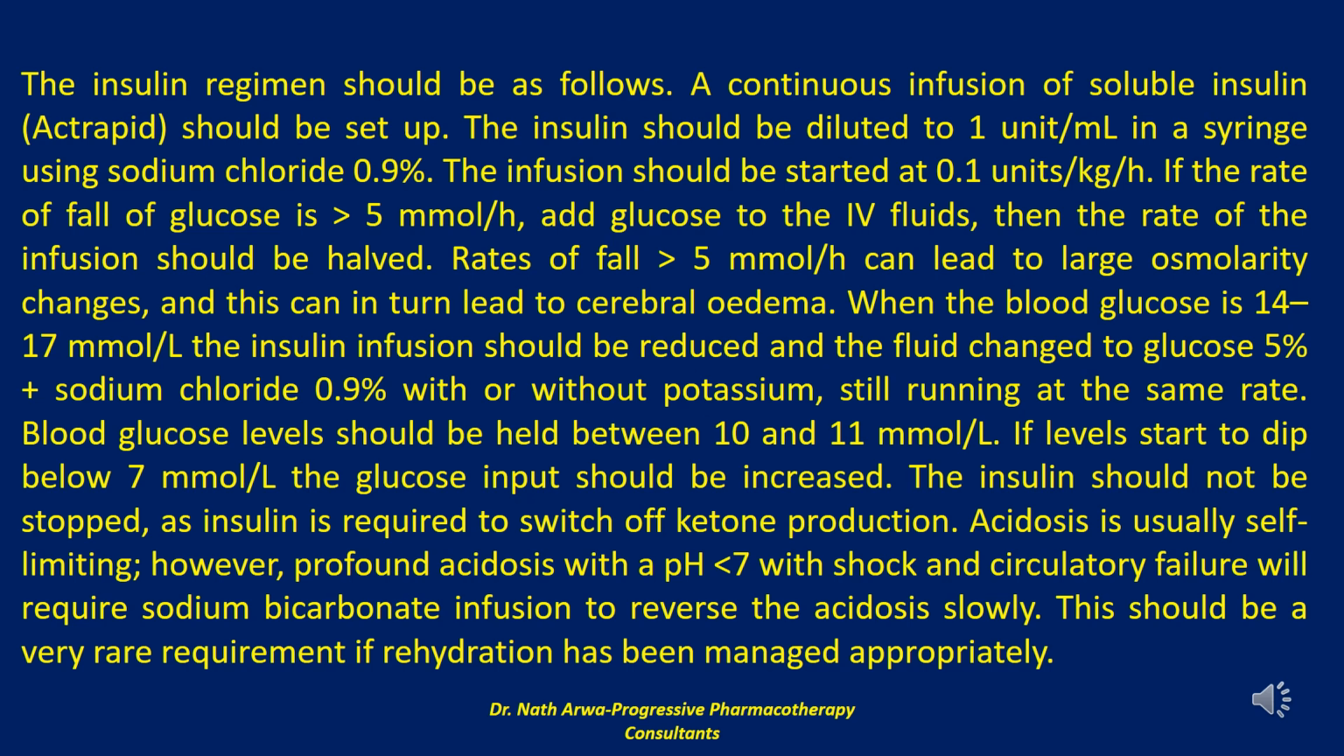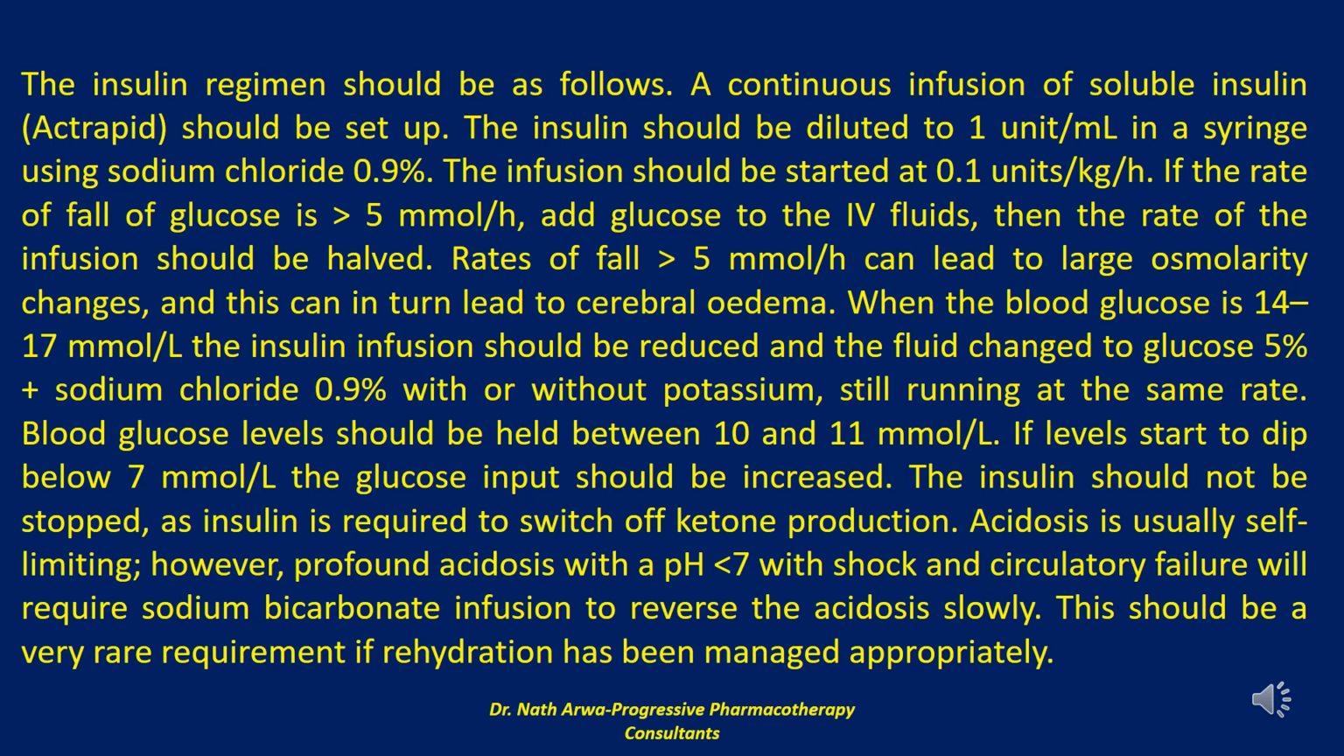Rates of fall greater than 5 millimoles per hour can lead to large osmolarity changes, and this can in turn lead to cerebral edema. When the blood glucose is 14 to 17 millimoles per liter, the insulin infusion should be reduced and the fluid changed to glucose 5% plus sodium chloride 0.9% with or without potassium, still running at the same rate. Blood glucose levels should be held between 10 and 11 millimoles per liter. If levels start to dip below 7 millimoles per liter, the glucose input should be increased.